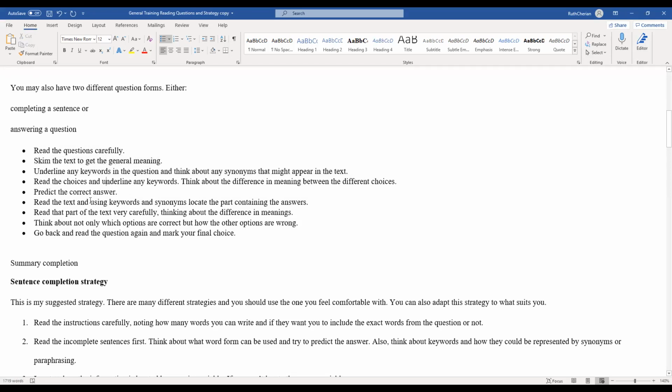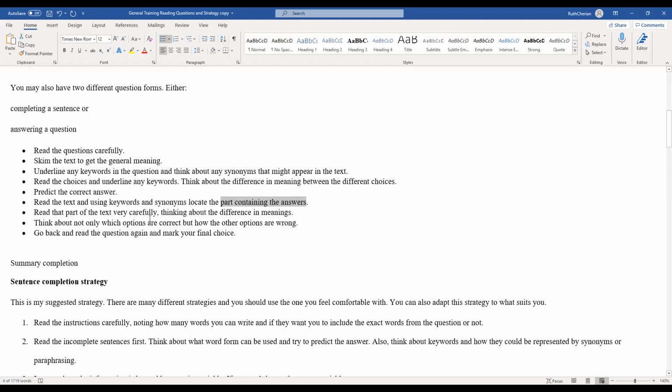Then you read your choices, underline any keywords in the choices, and think about the difference in meaning between the different choices. They usually appear to be similar. Find out what could be the difference in the meaning and predict the right answer. Then go back to your text, use your keywords and synonyms, and locate the part containing the answer. This skimming will help you find out where the answer would be.